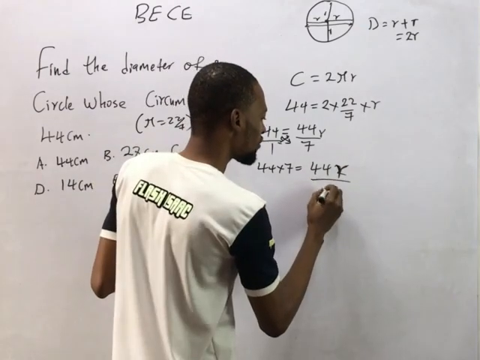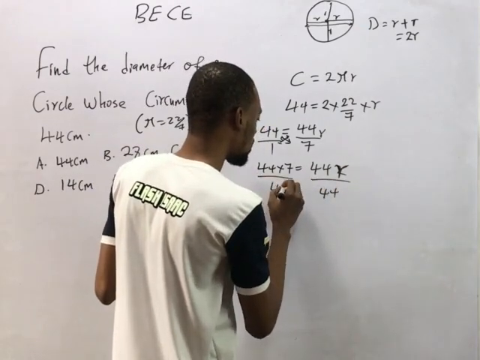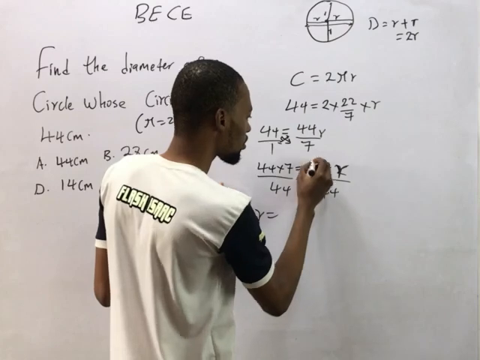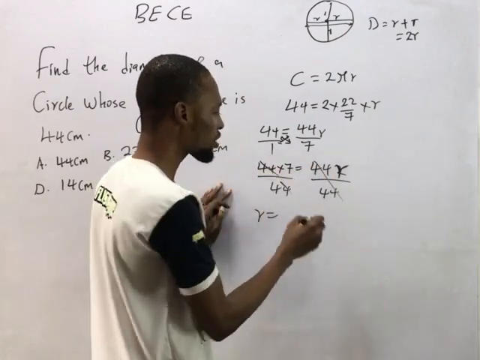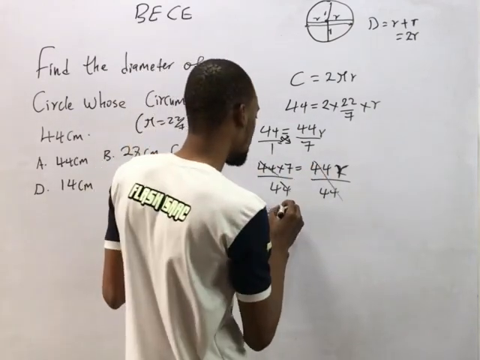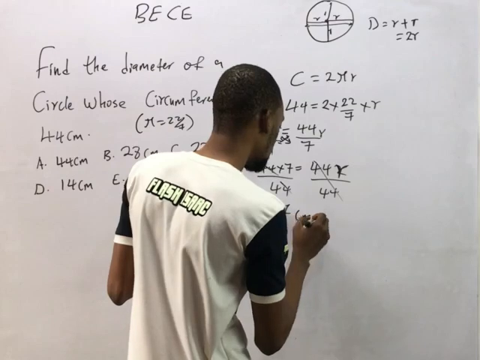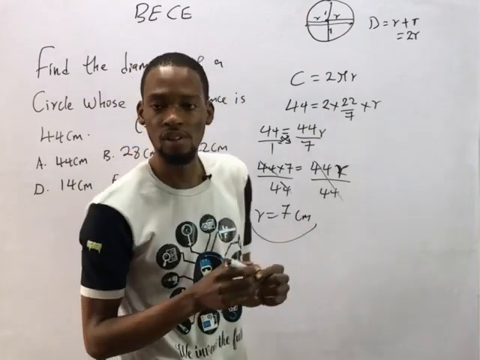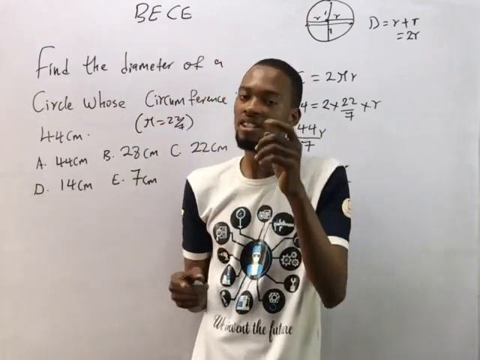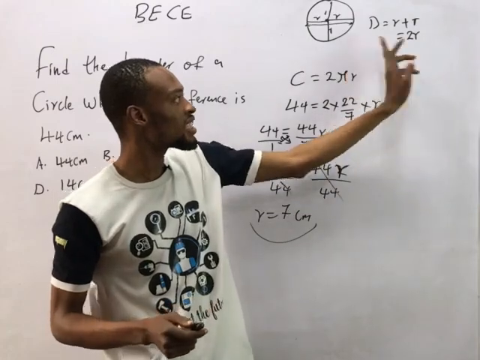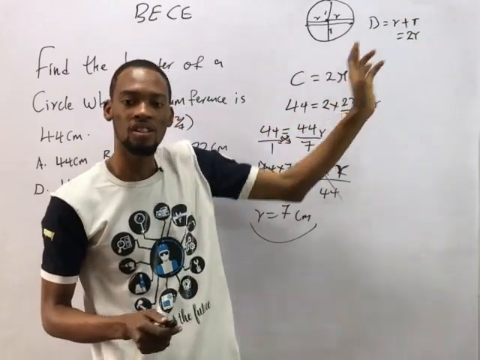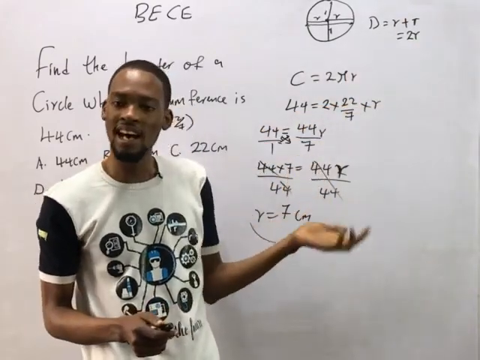Now let's divide both sides by 44 to make R the subject of the formula. So R is equals 44 will cancel 44, right? So this implies that radius is equals 7 cm. But what are we looking for? Diameter and not radius. But remember I said that diameter is equals what? 2 radius. That is R plus R.